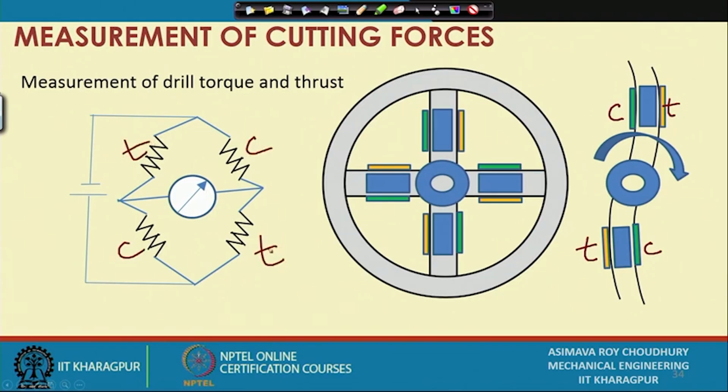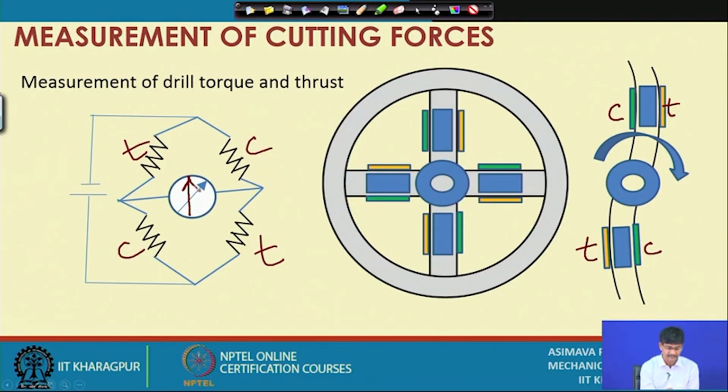strain measuring bridge, this will register a change from the null position. Null position means here there is absolutely same voltage occurring here. The moment they are in compression and tension, this will be registering a change, and from that change with calibration we can estimate how much is the drilling torque. All right. So, these are some of the ways in which cutting forces can be measured.